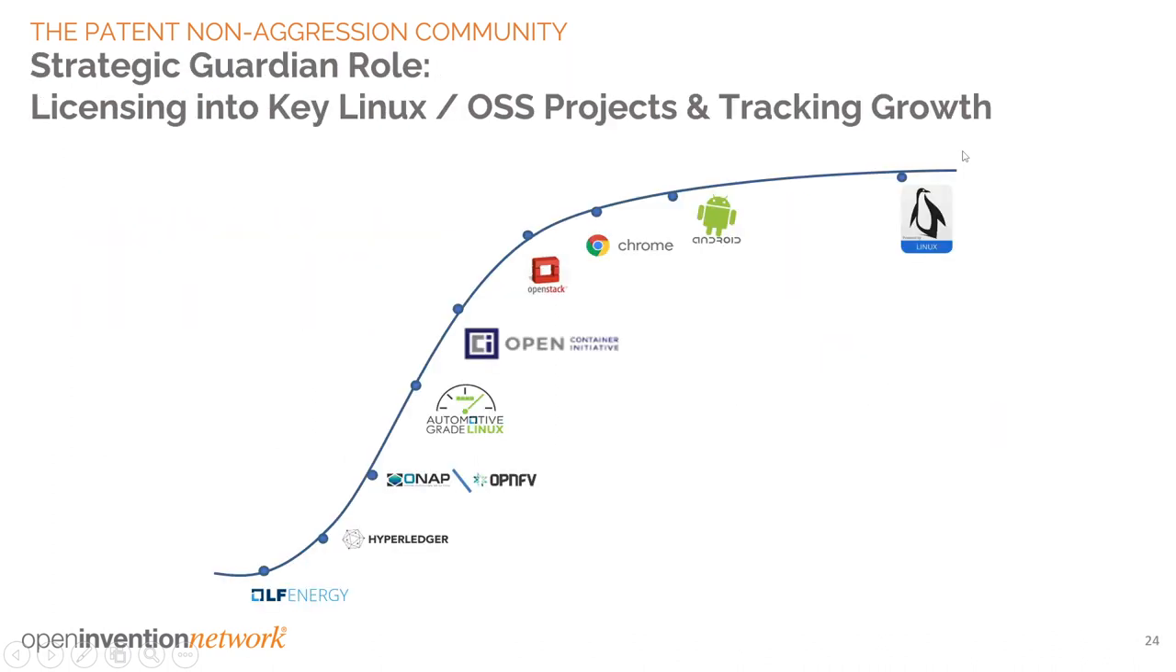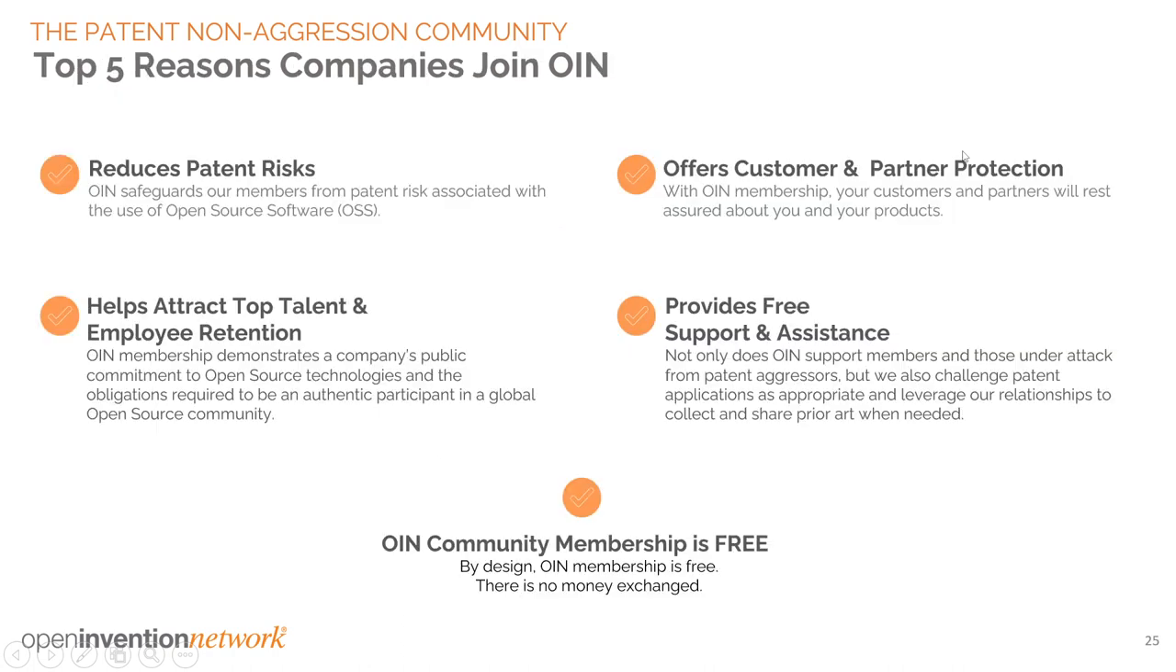So if you see here, this is how we are playing a guardian role for Linux and the open source community. And most of the projects are already part of the community. So if this risk was not mitigated by defensive strategies or communities like Open Invention Network, what would have been the effect? The consequence could have been that money would have been spent on litigation, costly patent litigation across the globe. This money could have been used on innovation. This money could have been used on your employees. This money could have been used on your growth, or many, many other things.